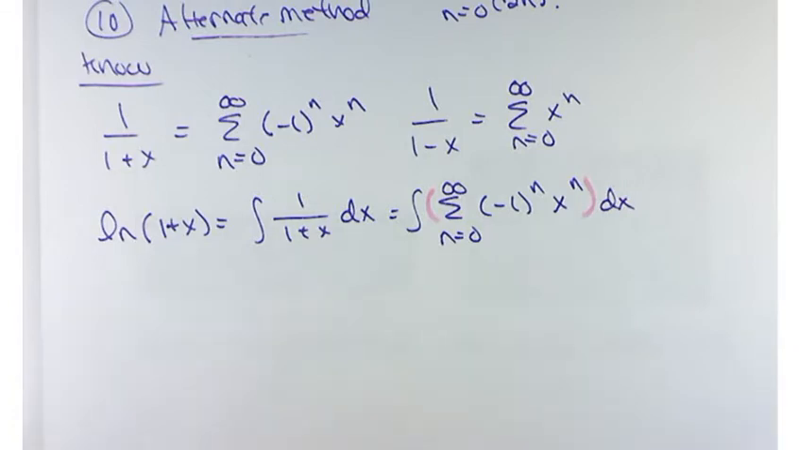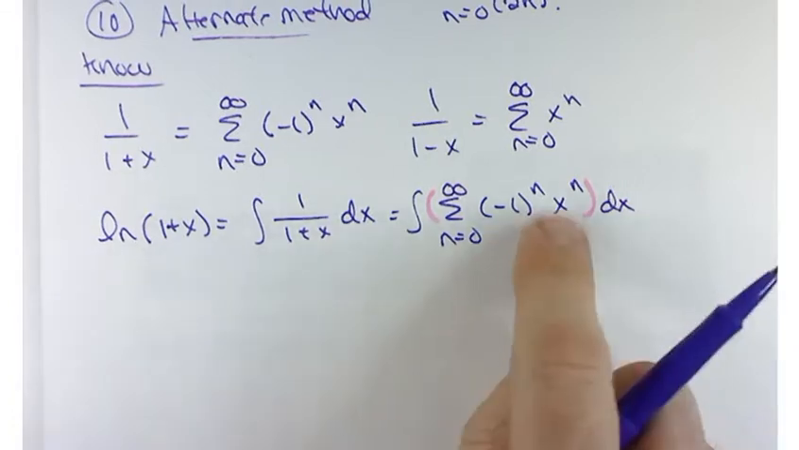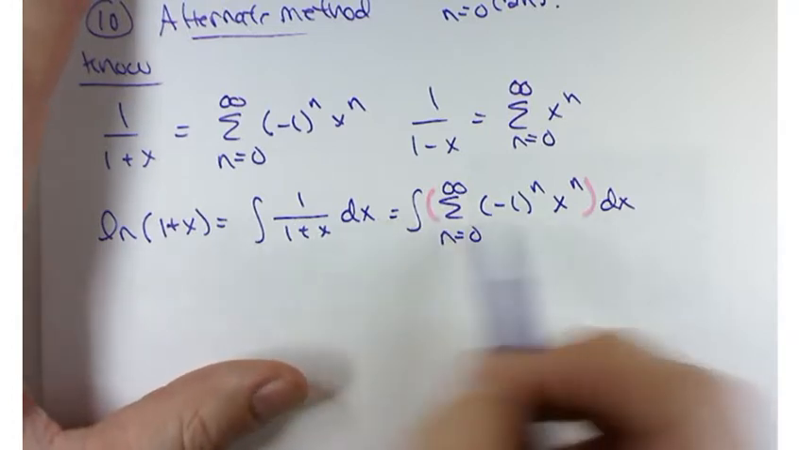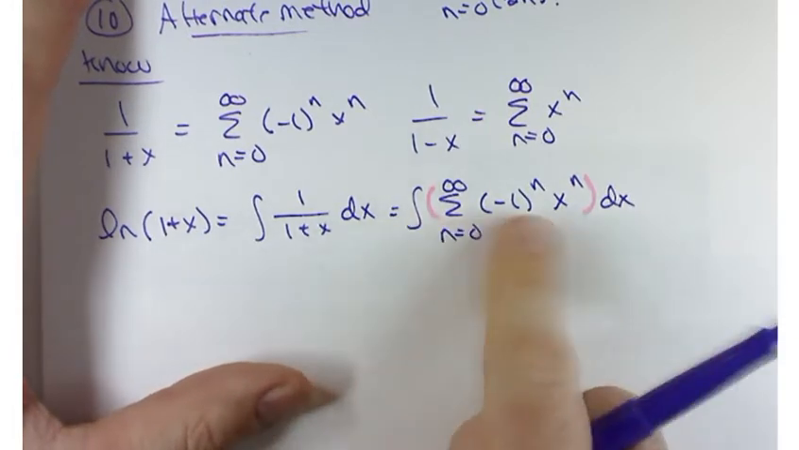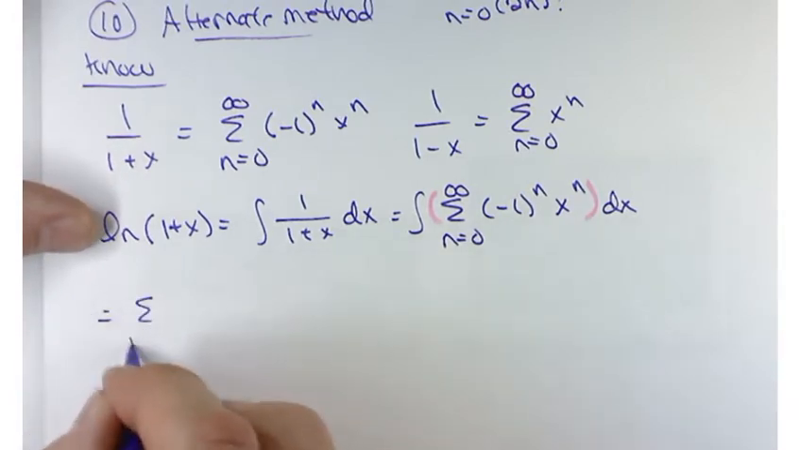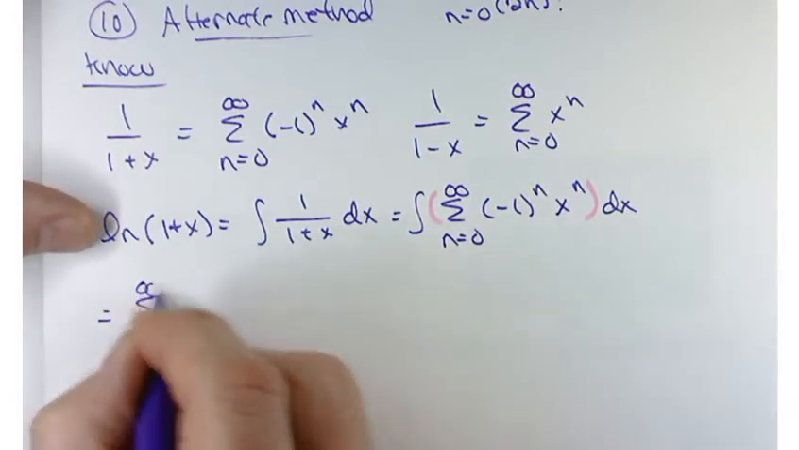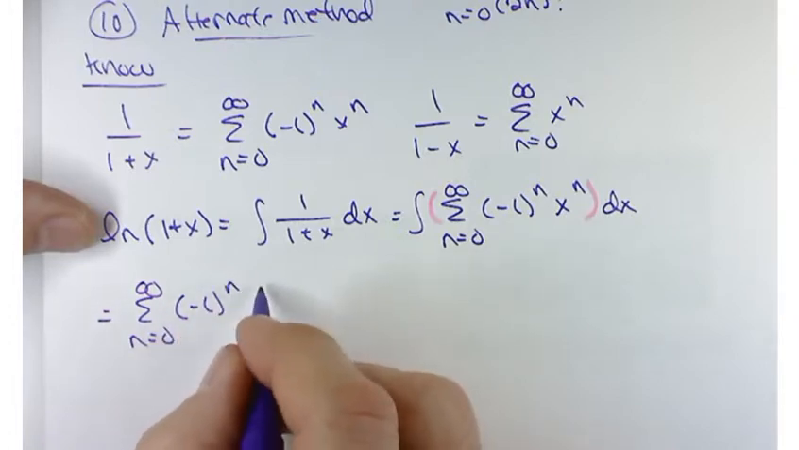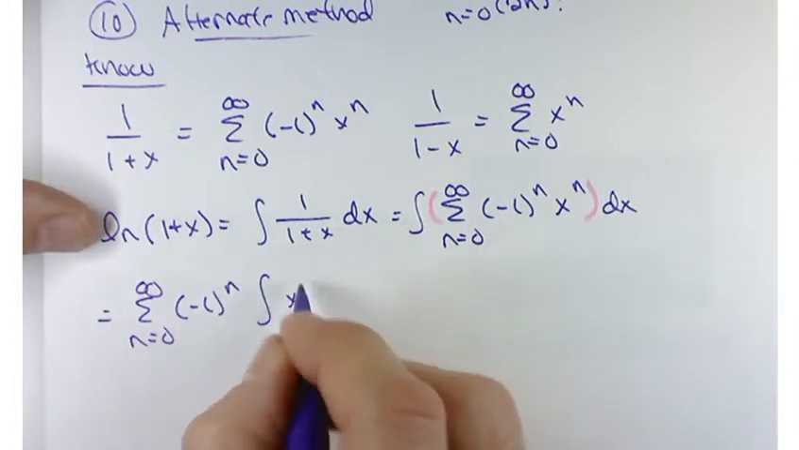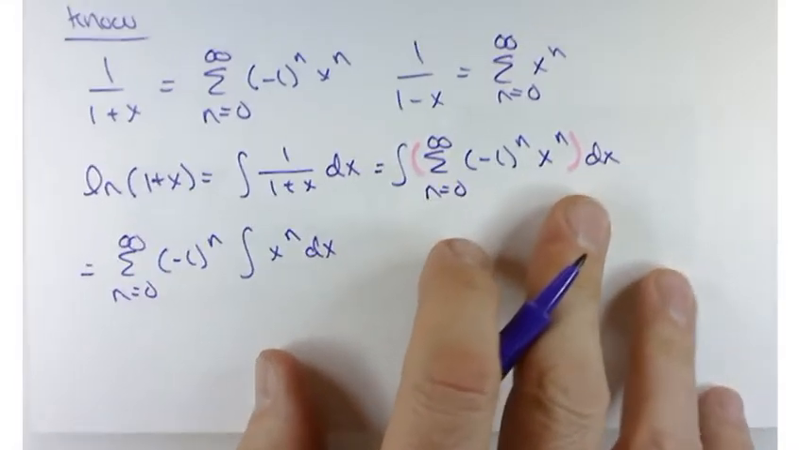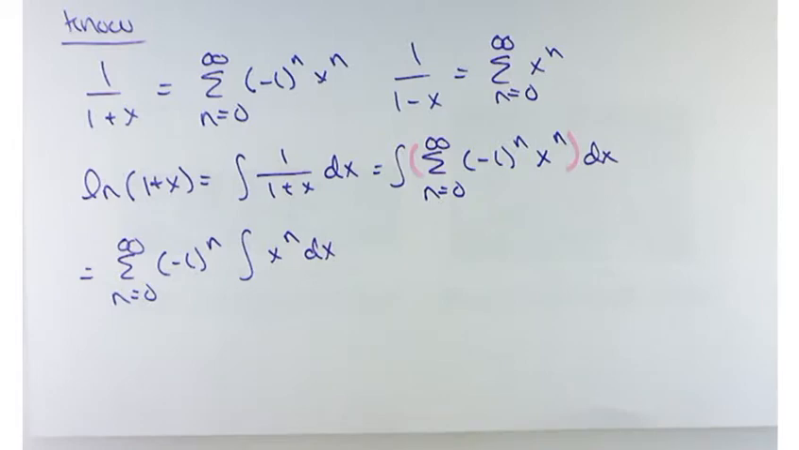This really isn't too bad. Keep in mind, this is just a polynomial, and even better, because you're integrating with respect to x, I can move that integral into here and get the sum from n equals 0 to infinity of (-1)^n times the integral of x^n dx. Not bad.